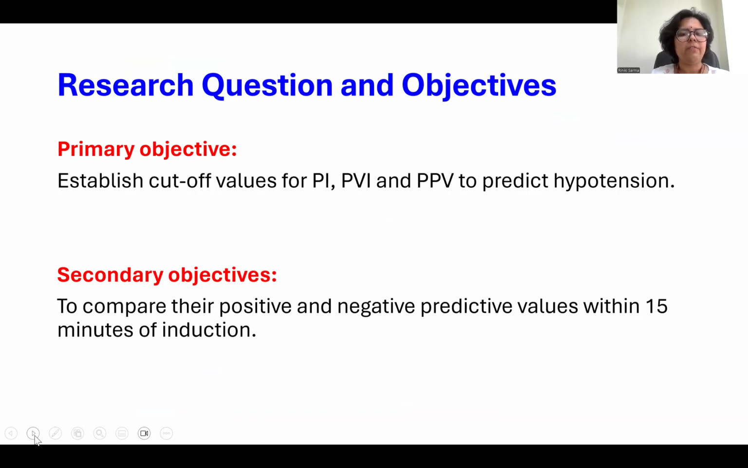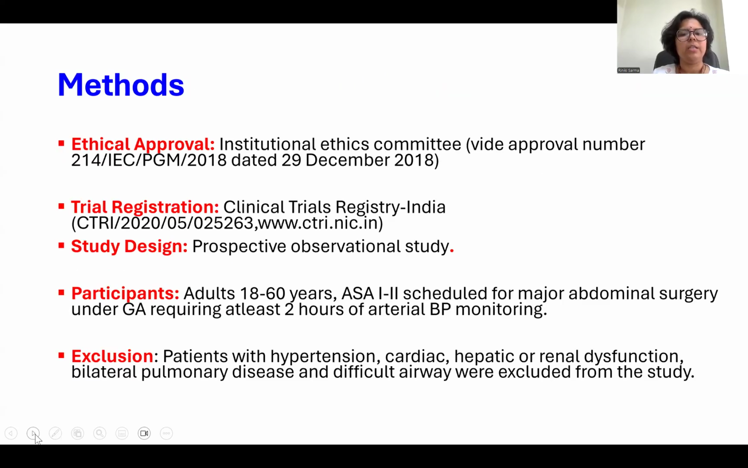So the primary objective of this study was to establish cutoff values for perfusion index, pleth variability index, and pulse pressure variability to predict hypotension. And the secondary objective was to compare their positive and negative predictive values within 15 minutes of induction.